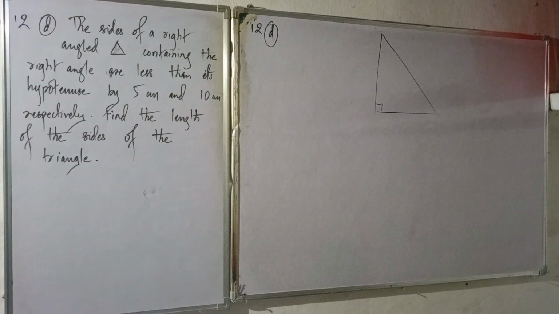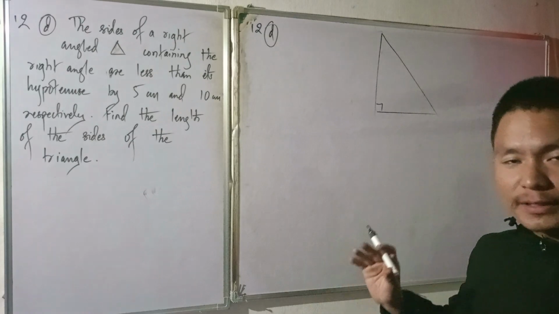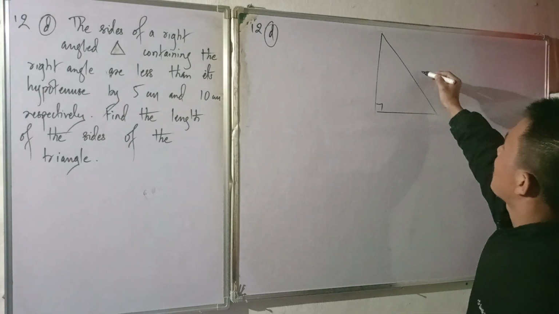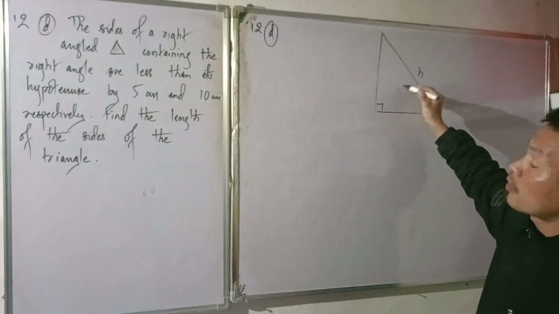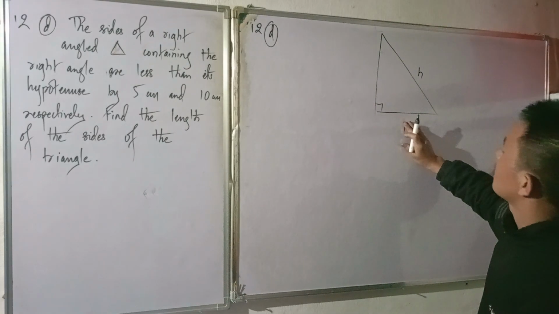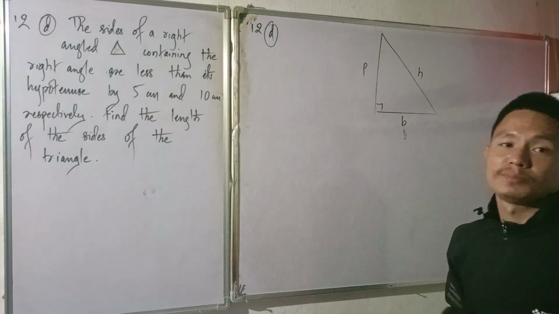So in 12D, let's read out the question. The sides of a right angle triangle. In a right angle triangle there are three sides. The side opposite to the right angle is the hypotenuse, and the others are the base and the perpendicular. This will be the base and this will be the perpendicular.